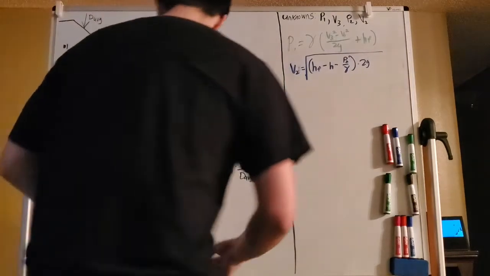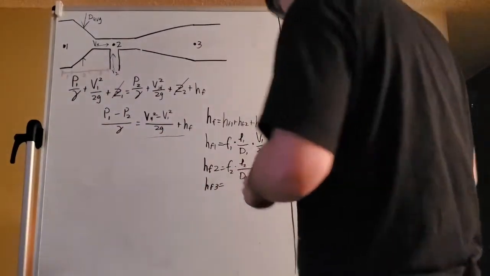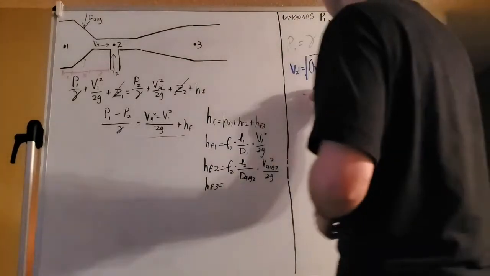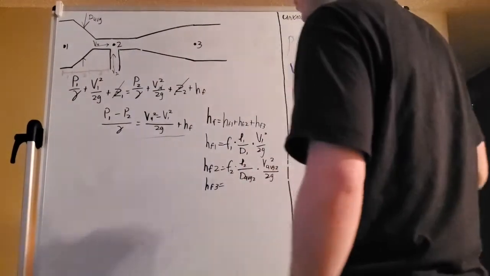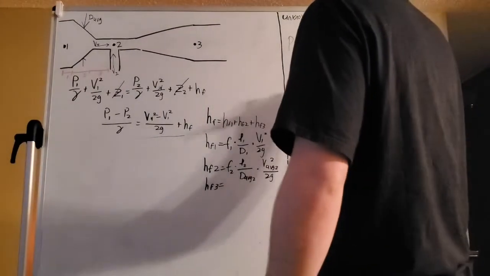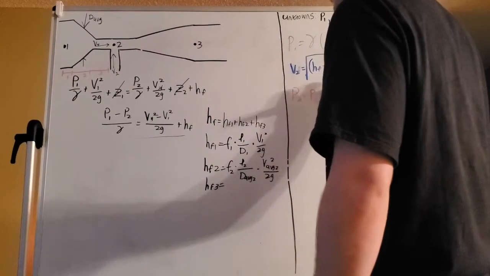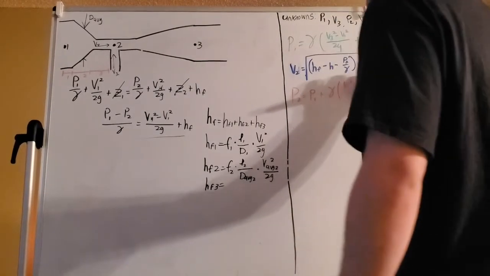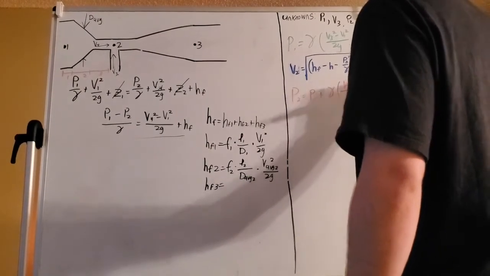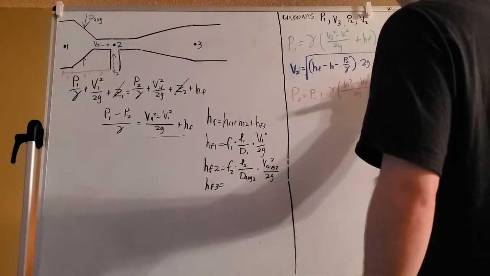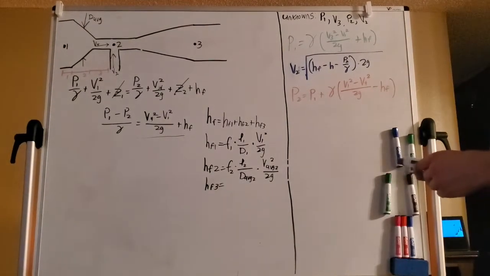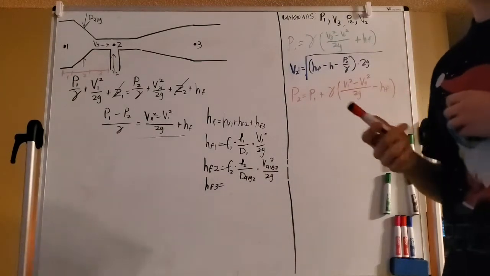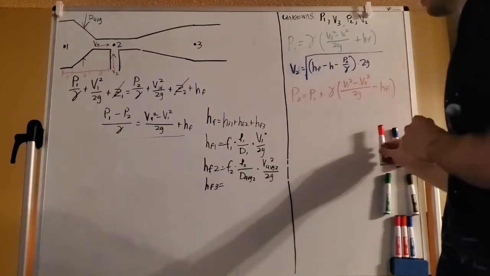If we look at this equation right here and do a little bit of rearranging, we can get that equation to read P2 equals P1 plus gamma times (V1 squared minus V4 squared) all over 2g, minus our head loss. So these are the 3 equations that we've come up with so far. We have one more equation to generate, and we'll get to that in just a moment.